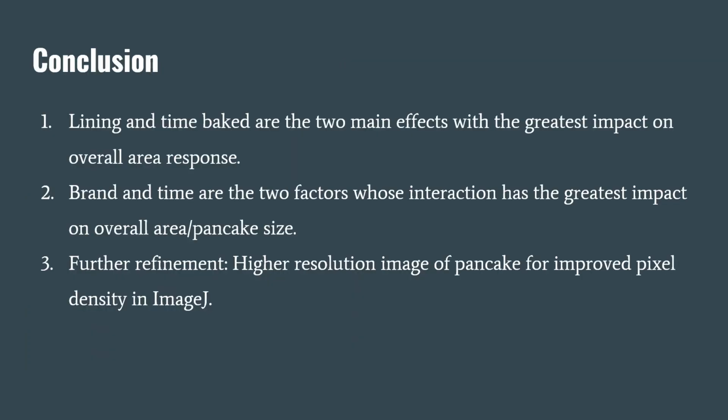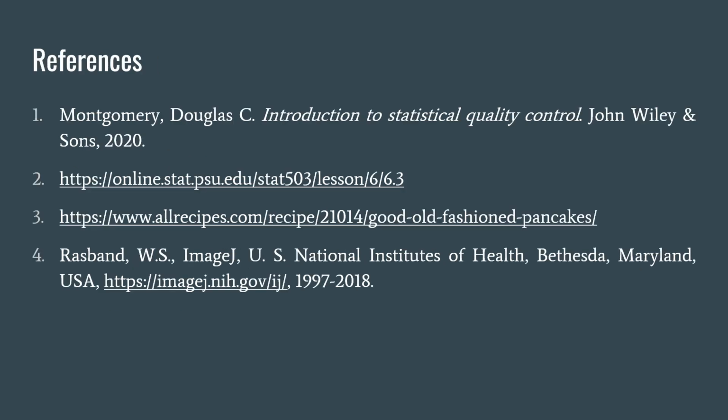So overall, the results from this DOE show that the lining used and the bake time are the two main effects with the largest impact on the area of the resulting pancake. Additionally, the interaction between brand and time has the largest impact on area as well. For further refinement of the experiment, we could take higher resolution pictures of the pancakes, which will result in improved pixel density in ImageJ. This is just for a more accurate area measurement.